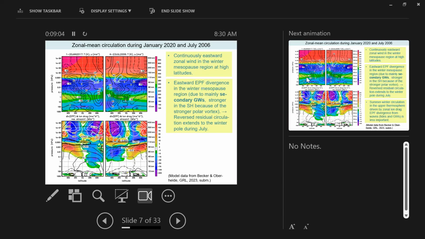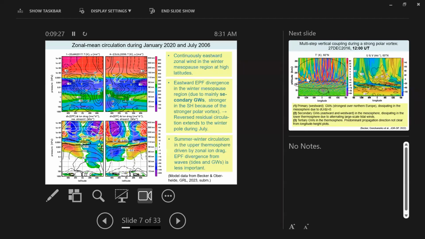And these gravity waves are so-called secondary gravity waves that result from multi-step vertical coupling. And they are stronger in the southern hemisphere because the polar vortex is stronger. And as a result of that, you also see that this reversed residual circulation that you have in the mesopause region extends all the way to the winter pole in the southern hemisphere, but not so in the northern hemisphere. Yeah, so the summer-winter circulation here in the upper mesosphere is also affected by the resolved waves, but it's mainly driven by the zonal component of the ion drag, which goes up here to more than 1,000 meters per second per day.